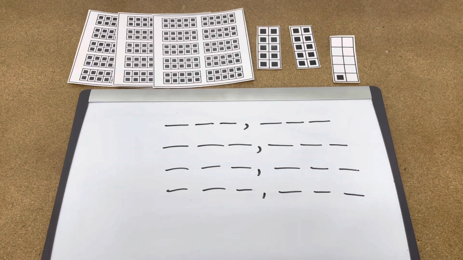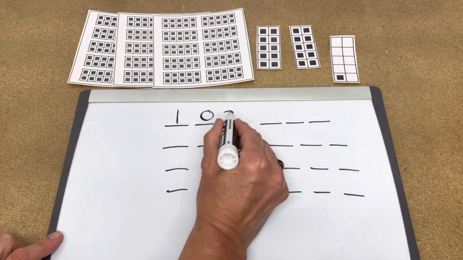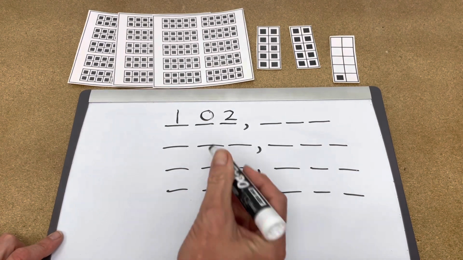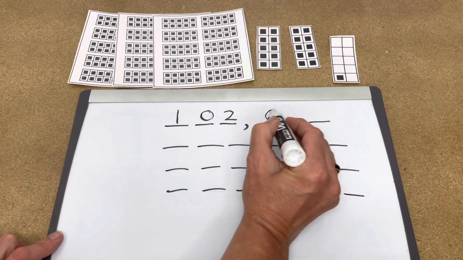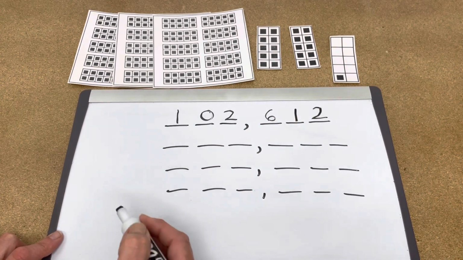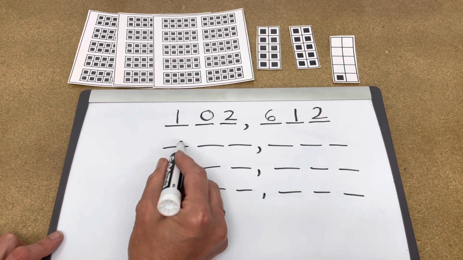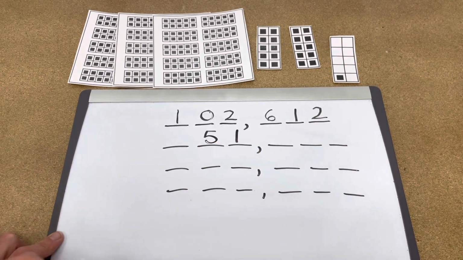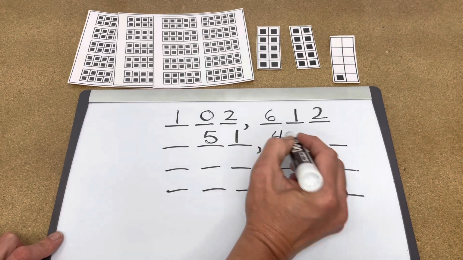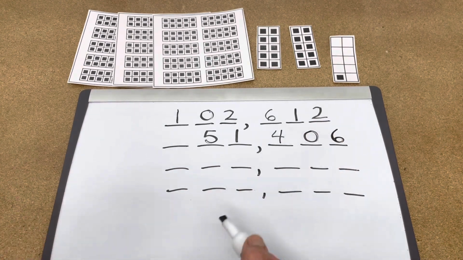So I will say, okay, first number, 102,000. Listen carefully, 102. So students understand, they know how to write the number 102. They just have to write it there because I say thousand. 102,612. Next number, 51,000. Well, I only said 51, so I can't write a number there because 51 has 2 digits. So 51,406. Well, I know how to write 406, and we will remember the 0 there.